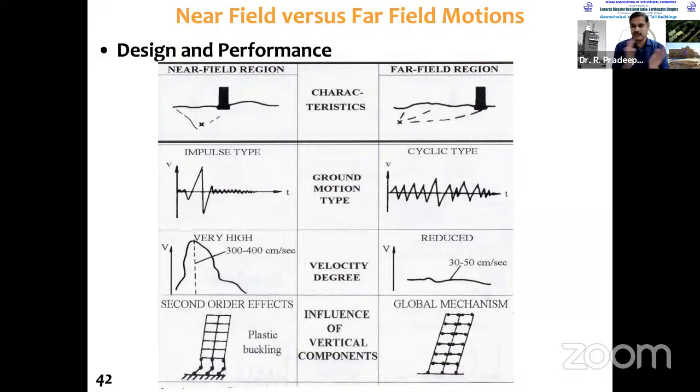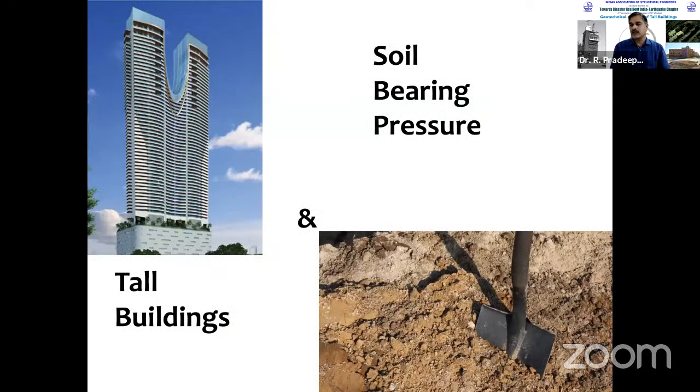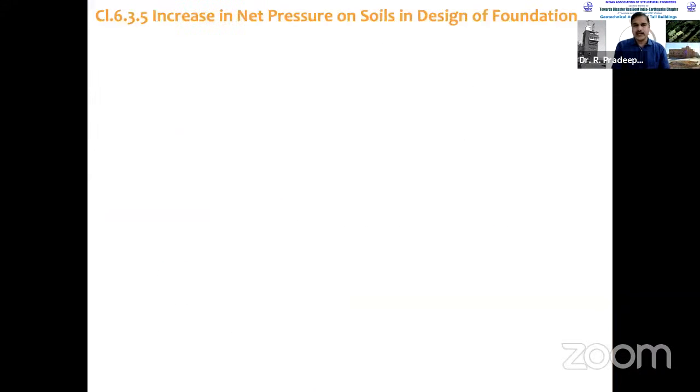So these are the differences. We need to understand whether our building is affected more by near-field earthquakes or far-field earthquakes. This is one more thing. Now, code IS 1893 gives some freedom to increase the soil bearing pressure under different conditions. Let us look in detail at under what conditions it gives this.